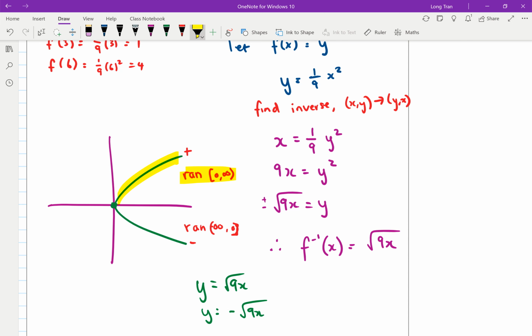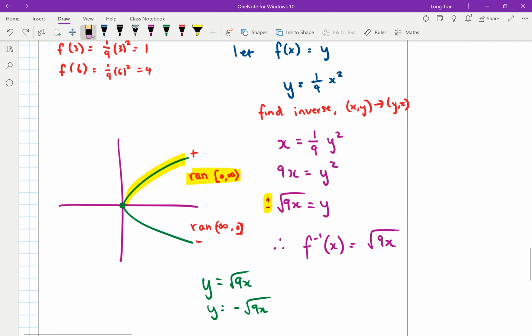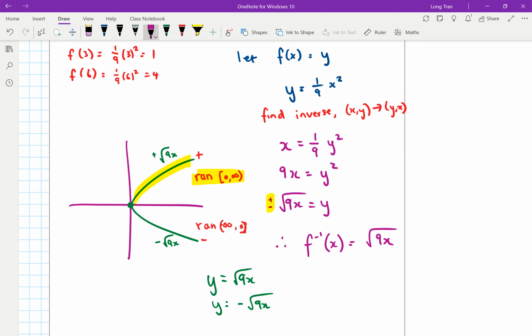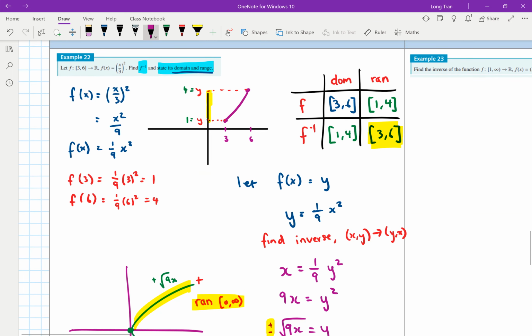Okay, so this is important for year 12 because they do want you to realize that it could be a plus or negative. Most times in the exams, they give you the negative version because they want to see if students check the domain and range to see if it works. So that's a little tricky there. Maybe I should leave it there to remind you guys what to do. So this is the root 9x version, and this is the negative root 9x version. Okay, so this is my correct answer for the inverse, and the domain and range I already got.